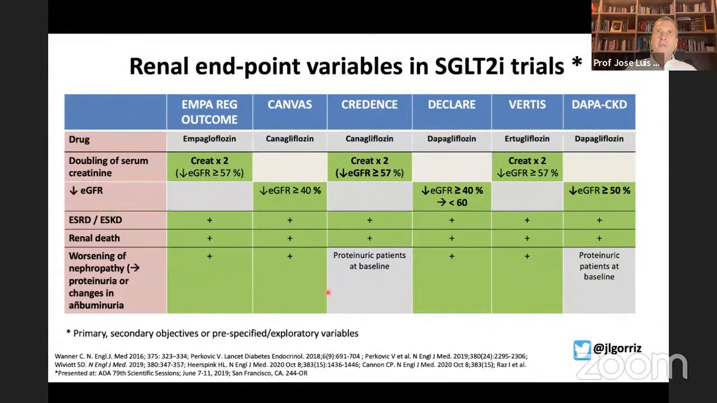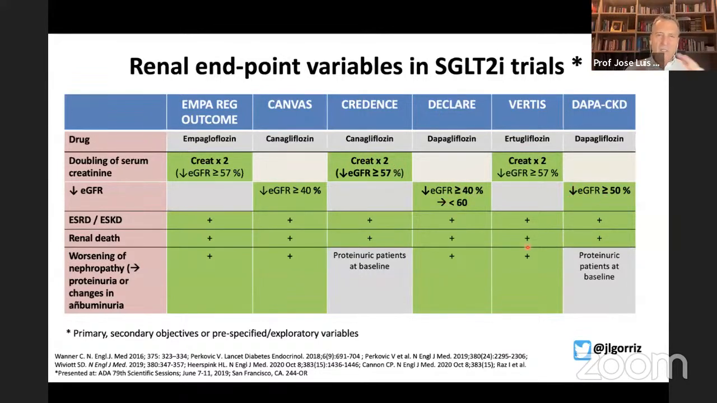But the problem is that in each study, the investigators have used different renal endpoints, contrary to what the cardiologists do. The cardiologist is very pragmatic, and MACE is very clear, and they use the same measuring stick. We're using in EMPA-REG, doubling serum creatinine, in CANVAS, GFR below 40, in CREDENCE, doubling serum creatinine, in DECLARE, GFR below 60, and in DAPA-CKD, 50.